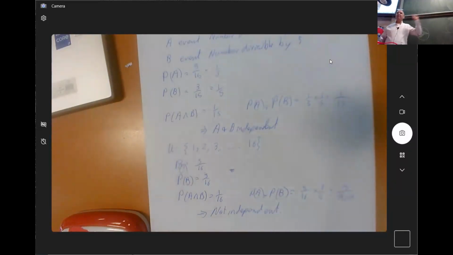Some things which you would expect to be highly dependent events can be independent based on the probabilities you work out, and some where you expect them to be independent can actually work out to be dependent. It's important that you actually go through and check. Okay, cool.